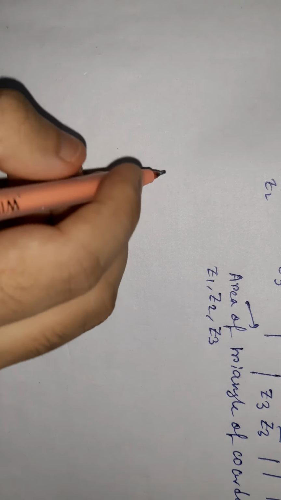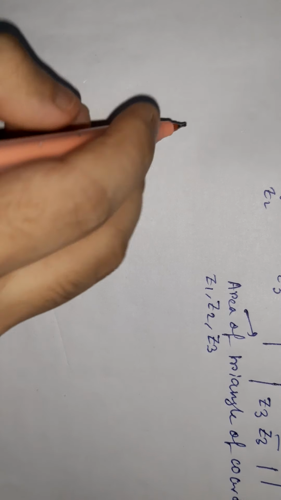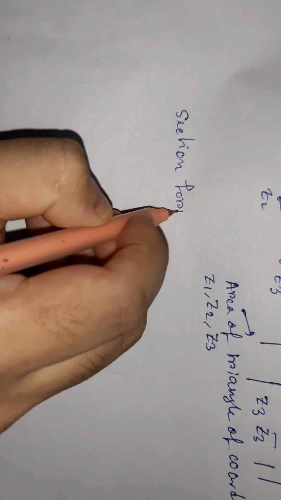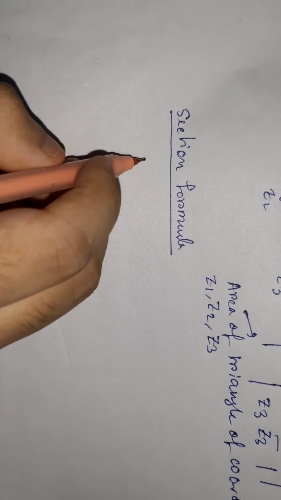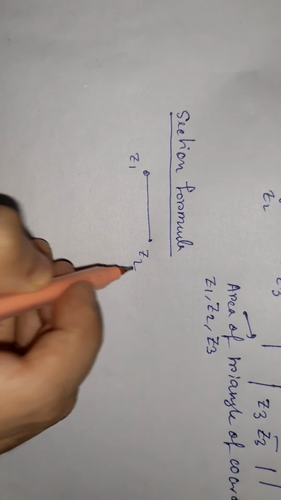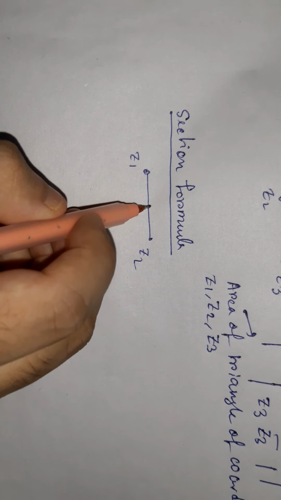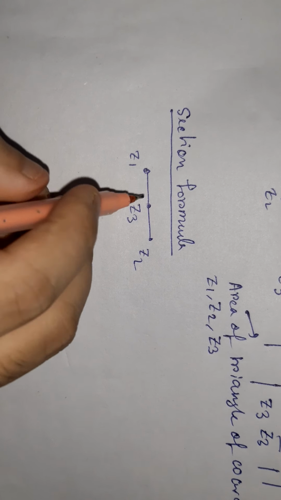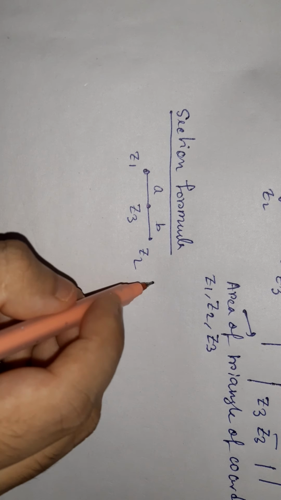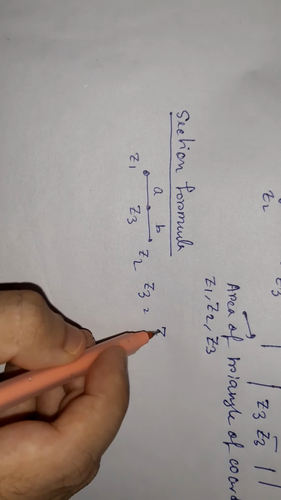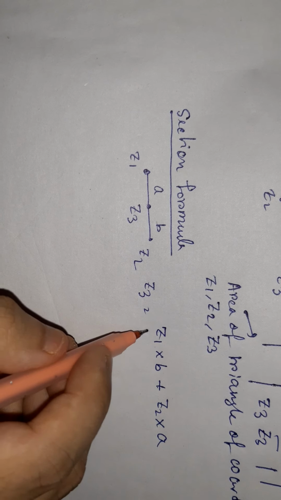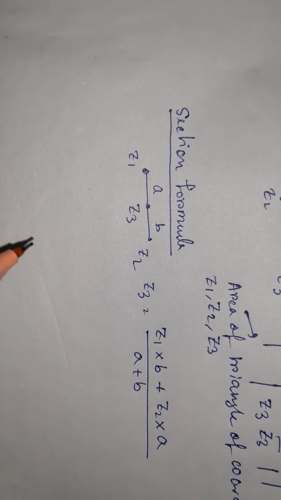Now I will discuss an important assertion in complex numbers. We know what the section formula is. If we have two numbers in the complex plane, z1 and z2, and another point z3 between them, dividing the segment z1 z2 in the ratio a:b, then we can write z3 as z1 into b plus z2 into a, divided by a plus b.